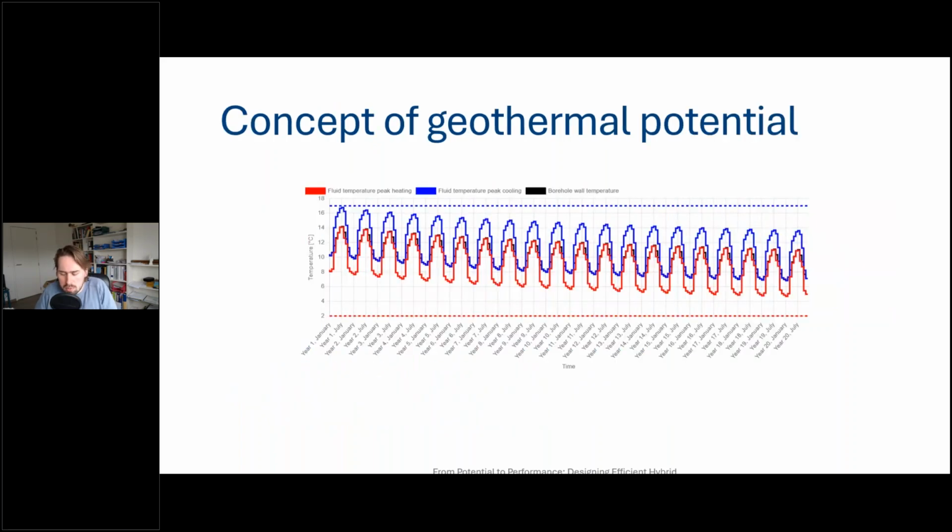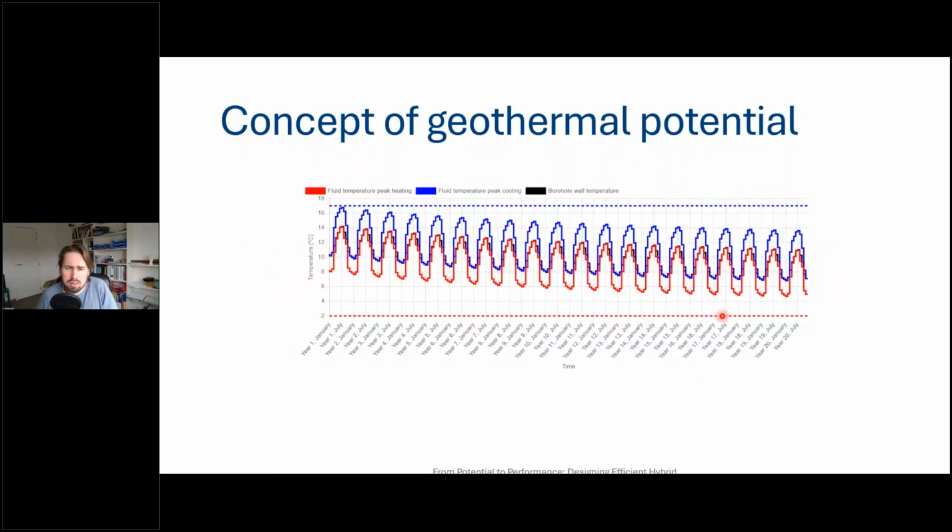So geothermal potential can be defined as follows. We have a temperature plot here. Imagine we have our big building, but we have a smaller borefield, and we decided, okay, we put a certain percentage on this borefield so that our load is between the limits. And you can see here that indeed the temperatures are strictly between our limits, and that we have designed our borefield in the critical first year.